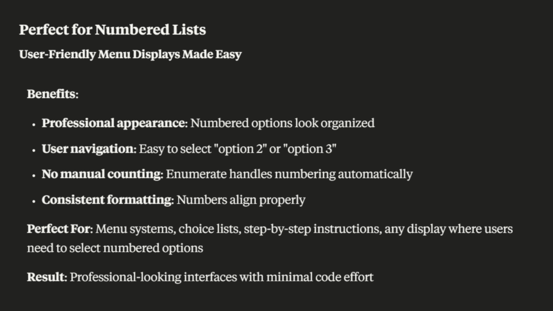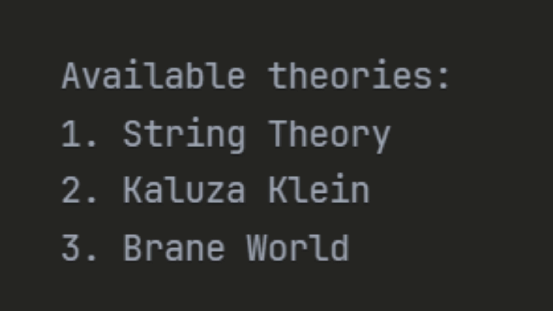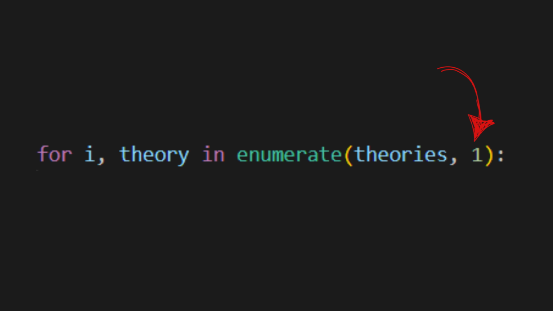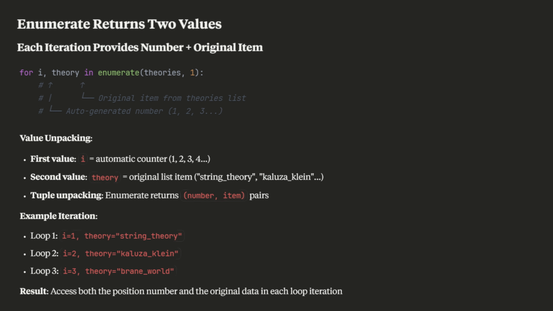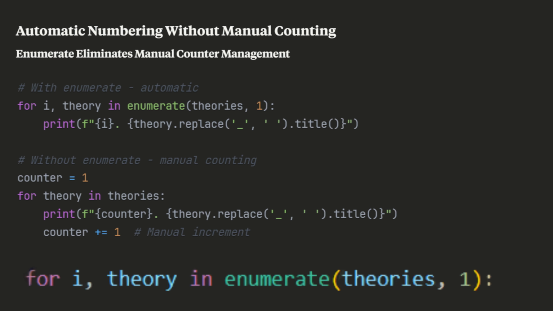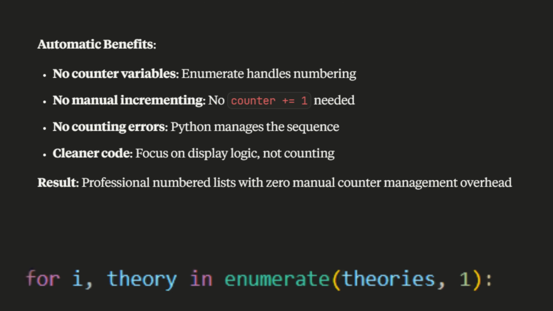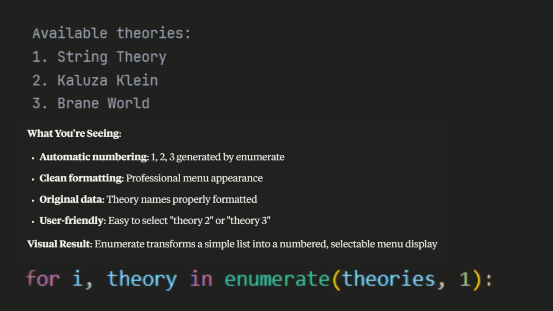So enumerate takes our theories list and adds sequential numbers to each item. The 1 parameter tells enumerate to start counting from 1 instead of 0. Each iteration returns 2 values, the number i and the original item theory. This creates automatic numbering for list displays without manual counting. You can see an example on the screen of what enumerate produces.